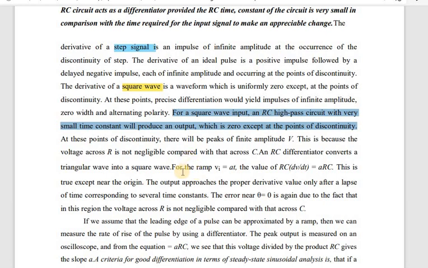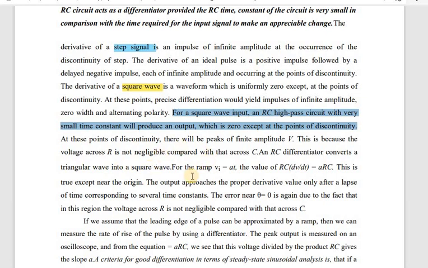Now if you are applying the ramp input voltage, we have seen step, and you have got square. If you are getting the square, you are using a differentiator to convert the triangular wave into the square wave, because you are getting the high peaks of the amplitudes. So to reduce that, the triangular wave is applied to the differentiator, and that differentiator converts your triangular wave into the square wave.